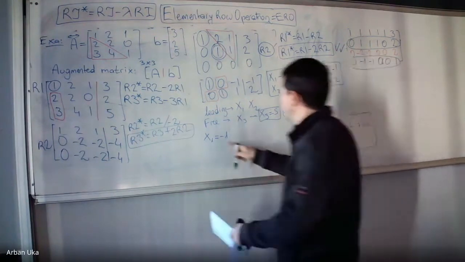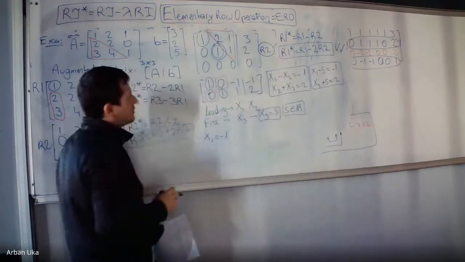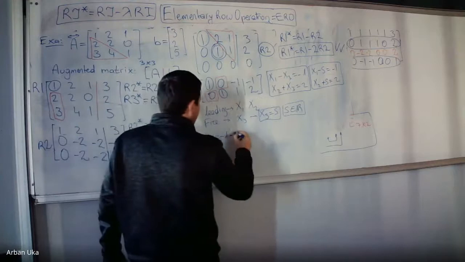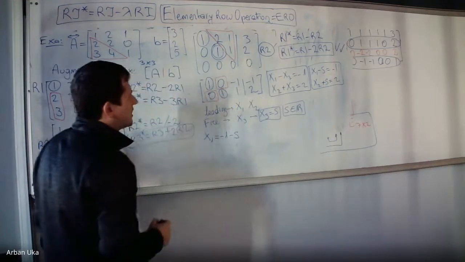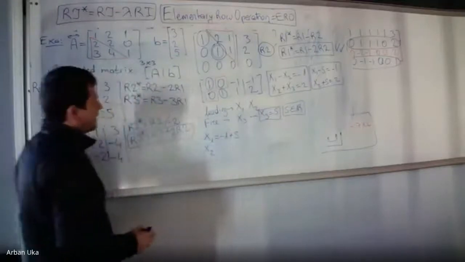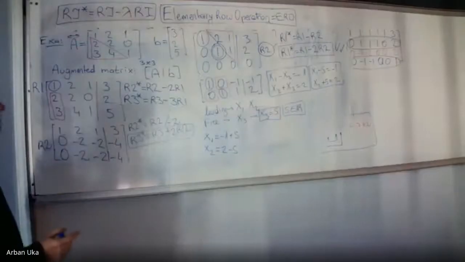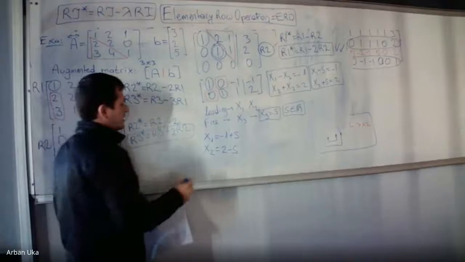So if we continue here, X1 is equal to minus 1 plus S, right? What is X2? X2 is equal to 2 minus X3, so 2 minus S. Okay, so X3 is a free variable now. What is X3?